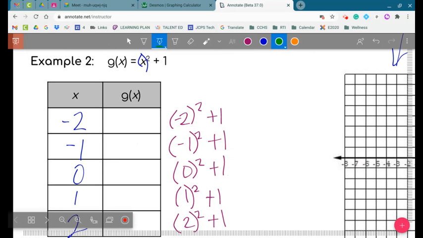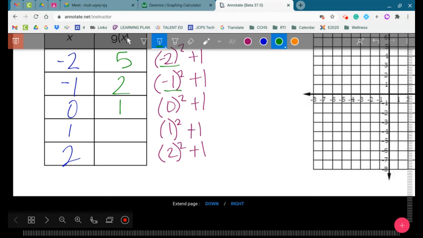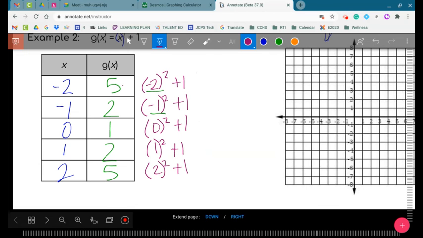So whenever I simplify these, negative 2 squared is 4. 4 plus 1 is 5. Negative 1 squared is 1. 1 plus 1 is 2. 0 squared is 0. 0 plus 1 is 1. 1 squared is 1. 1 plus 1 is 2. 2 squared is 4. 4 plus 1 is 5. So if you see this one, these points go in a little bit different of a pattern. They go from 5 to 2 to 1 and then back up. So we're still going to graph each of these as an ordered pair. So you'll have 5 ordered pairs to graph each time.